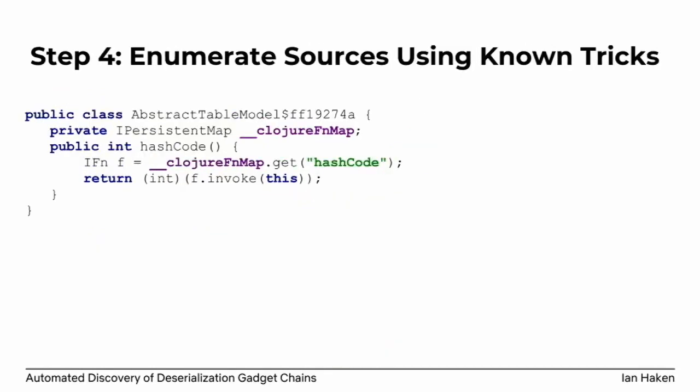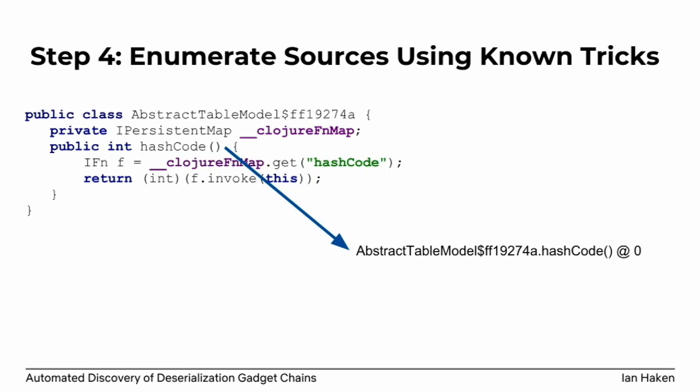All right, so step 4, if you're getting a little lost, don't worry. This is completely independent of all the other steps. Step 4 is really simple. We just want to enumerate entry points for gadget chains. And this is basically enumerating entry points using known tricks. As an example, we know that hash code is an entry point because of what I described on those previous slides. We know we can wrap it in a hash map and therefore get to hash code.